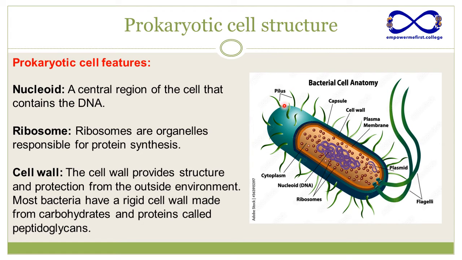And then there is the presence of the cell wall, which is this one. The cell wall provides structure and protection from the outside environment. Most bacteria have a generally rigid cell wall made of carbohydrates, basically sugars, and protein, that is called peptidoglycan.